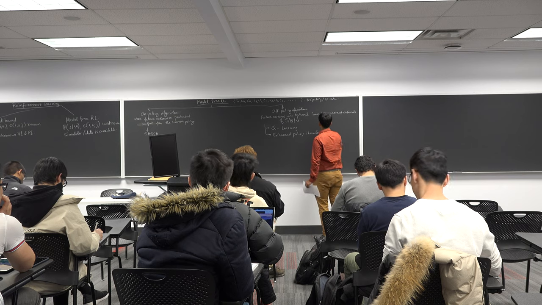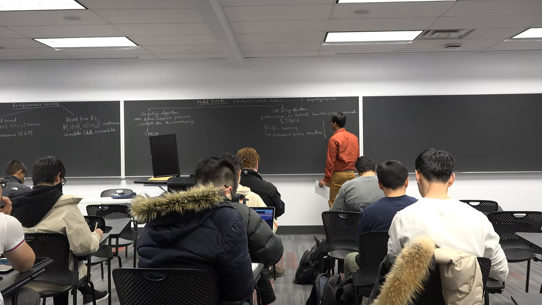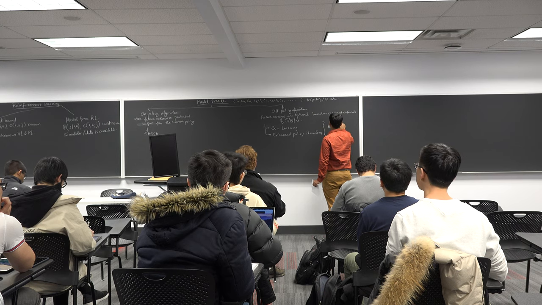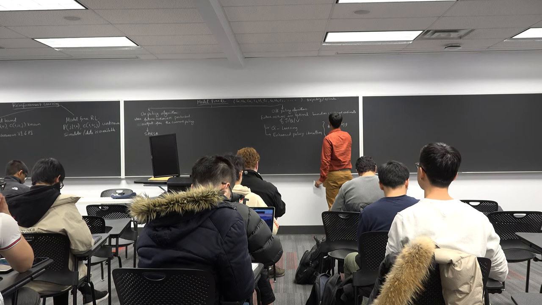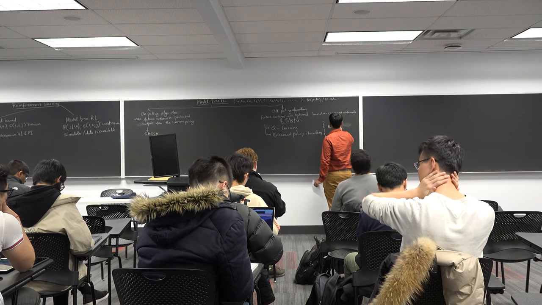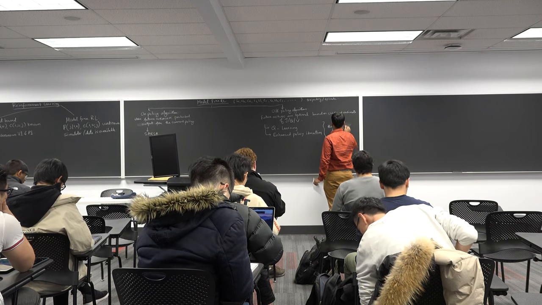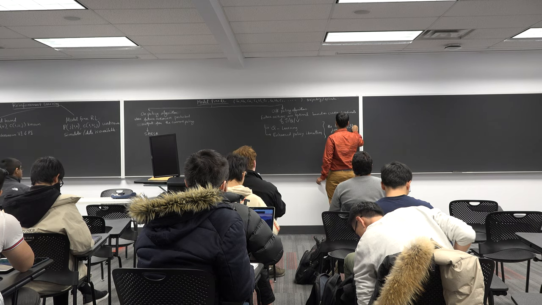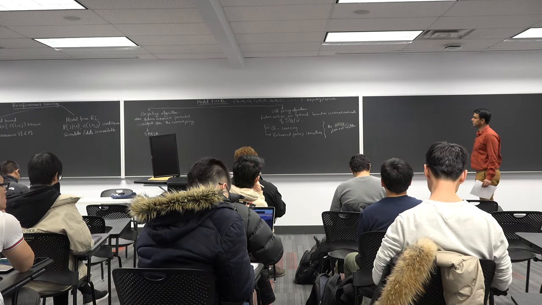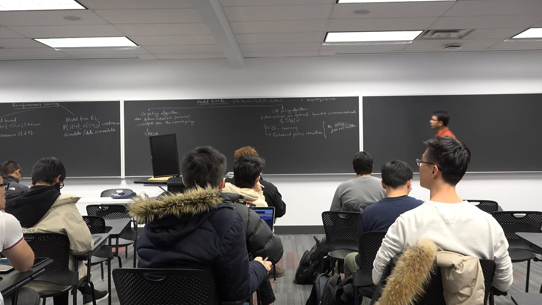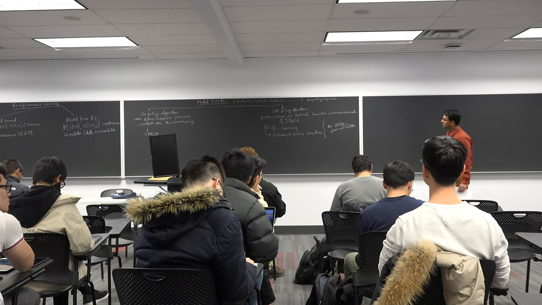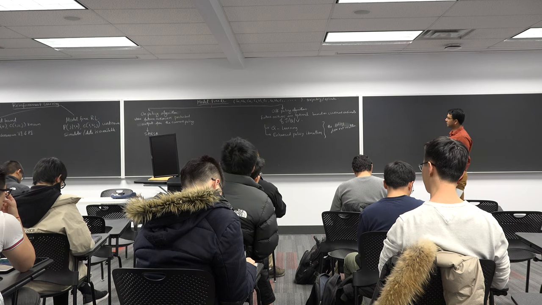okay? And in these two situations, the strategy does not matter. The policy does not matter as long as you visit all these state action pairs infinitely often. So the policy you use to compute these Q functions or J functions or value functions, it doesn't matter.